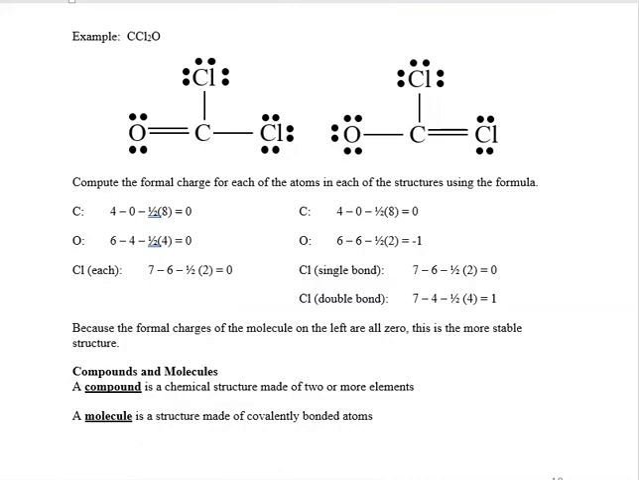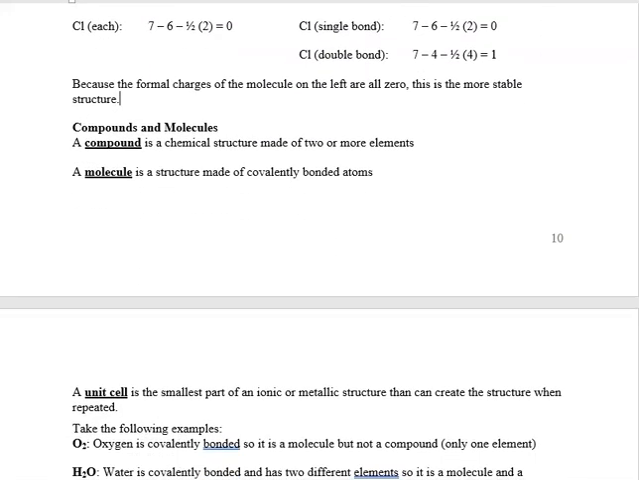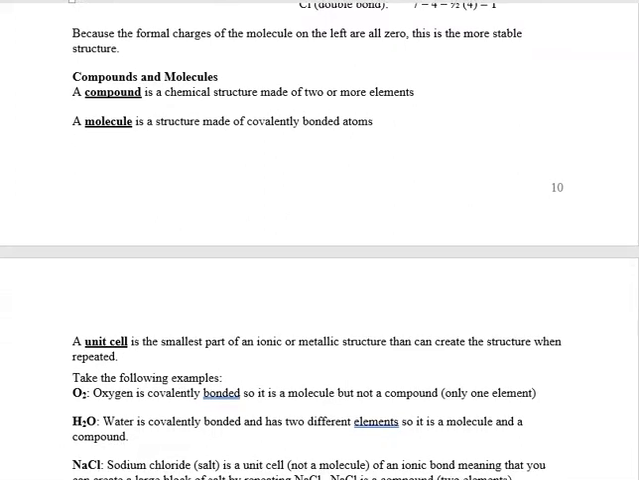This was kind of a long explanation. That's only because there's a lot of arithmetic. Okay, so because the formal charges of the molecule on the left are 0, this is the more stable structure.